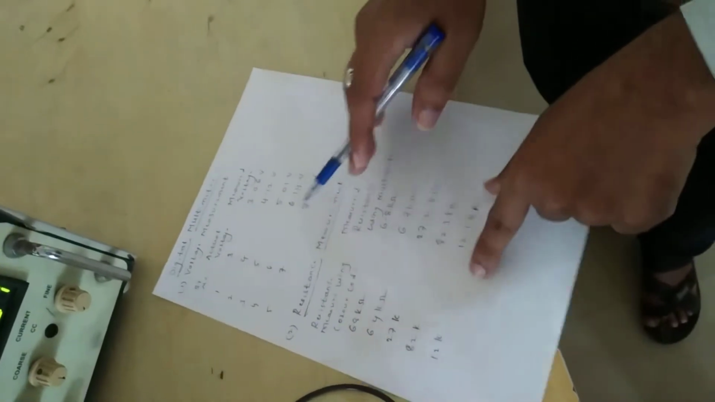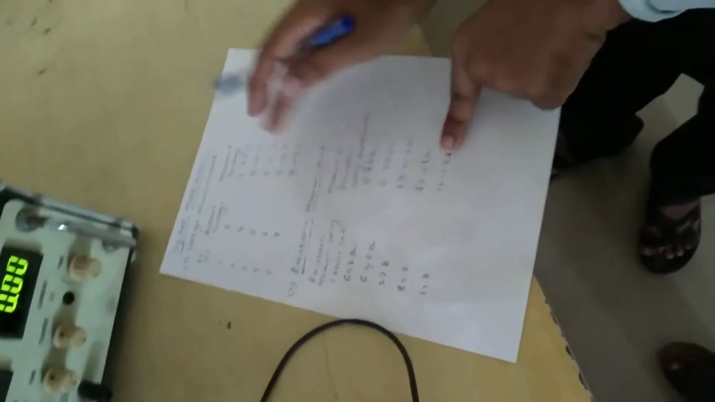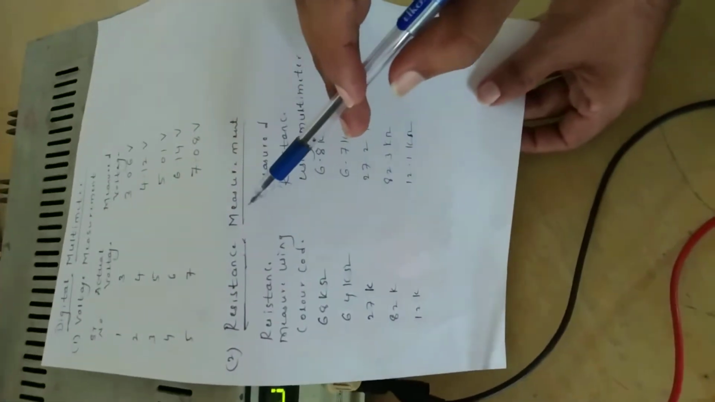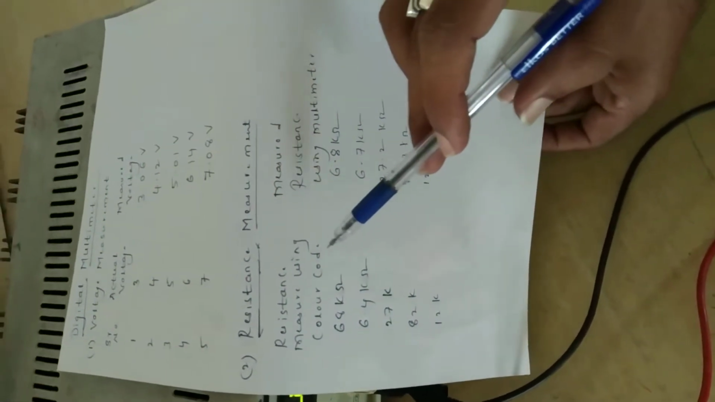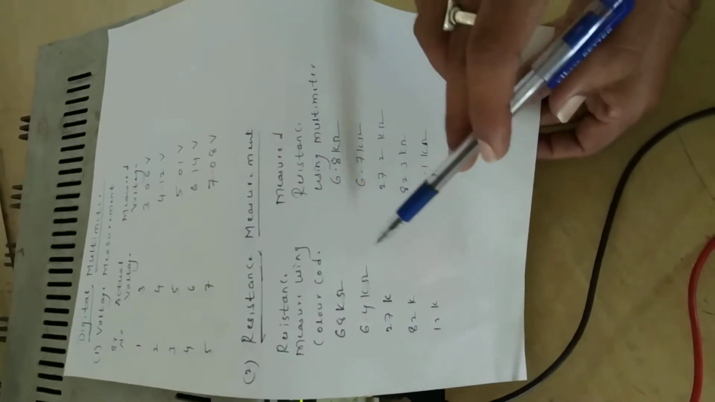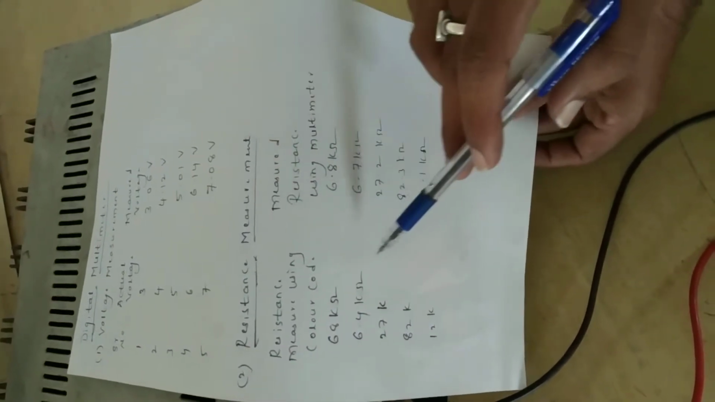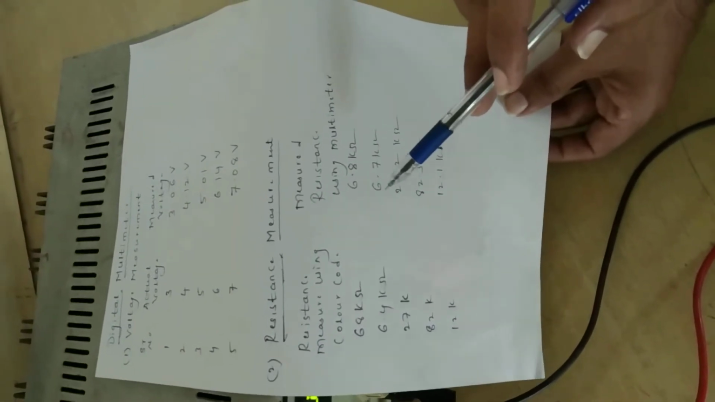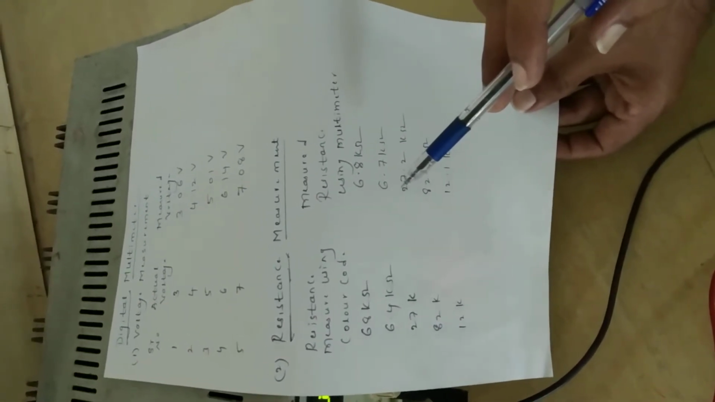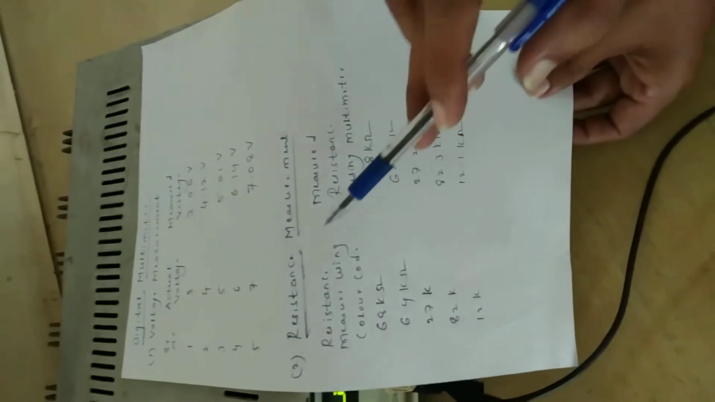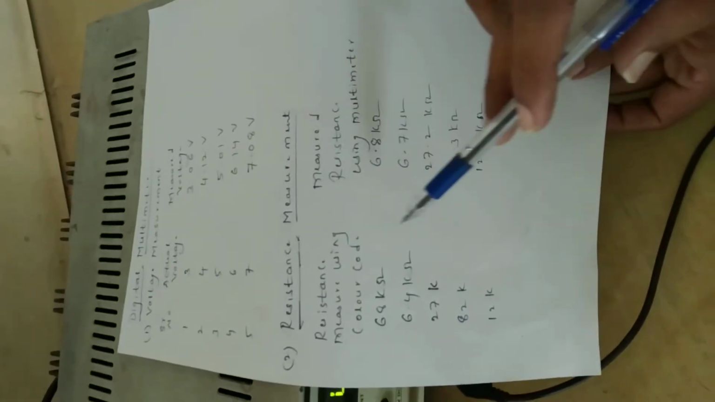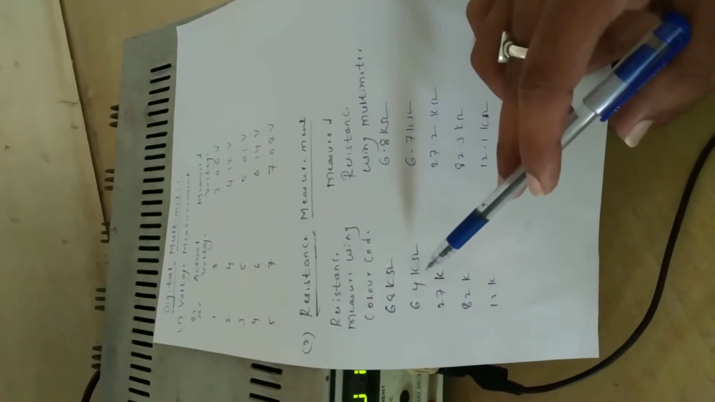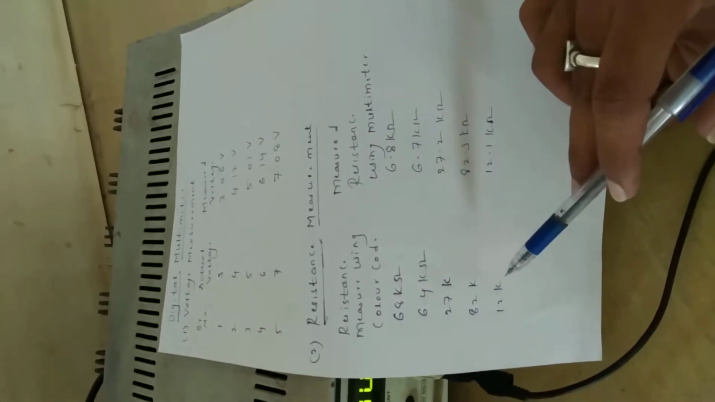Next is the second table, resistance measurement. In that, first is resistance measured using the color code. I have taken some sample values, which we can measure by using the color code. By using the color code method, you have to calculate the value. That may be 6.8 kilo ohm, 6.4 kilo ohm, 27K, 82K, 12K.